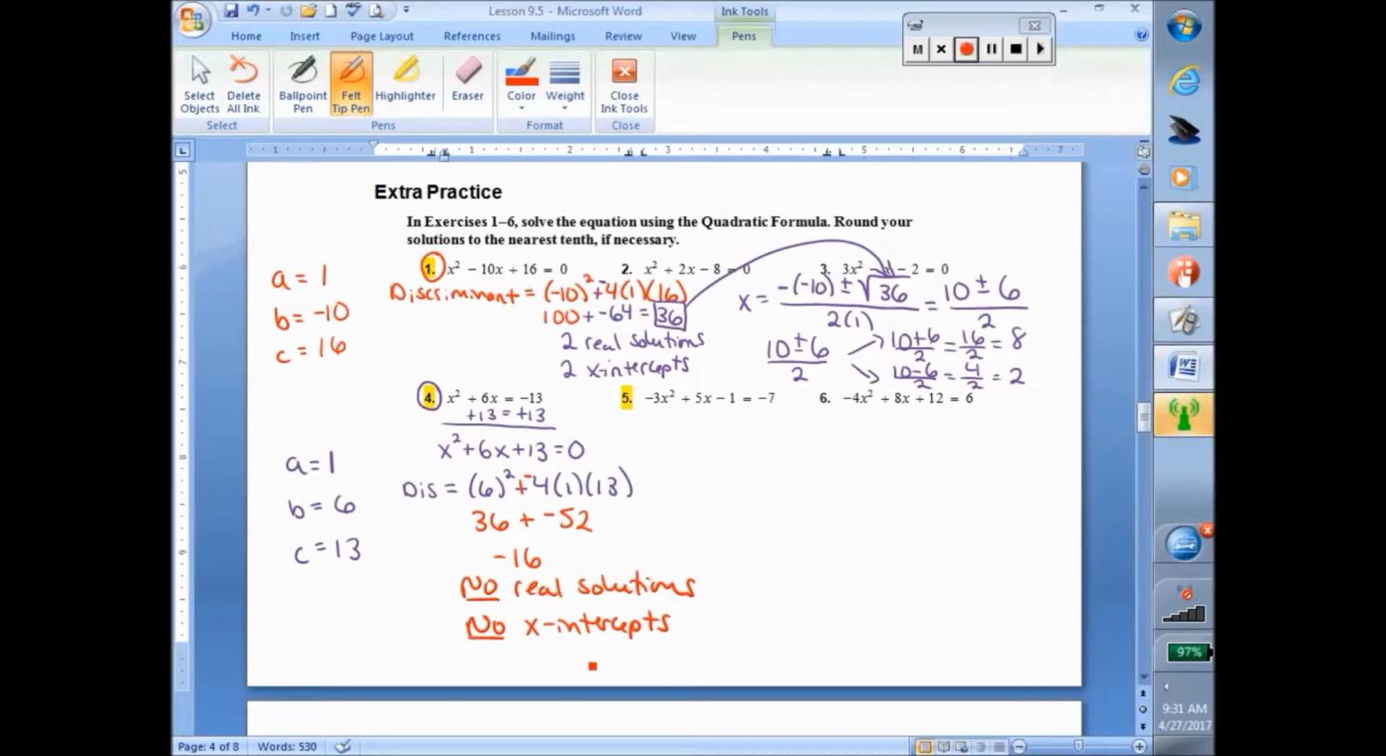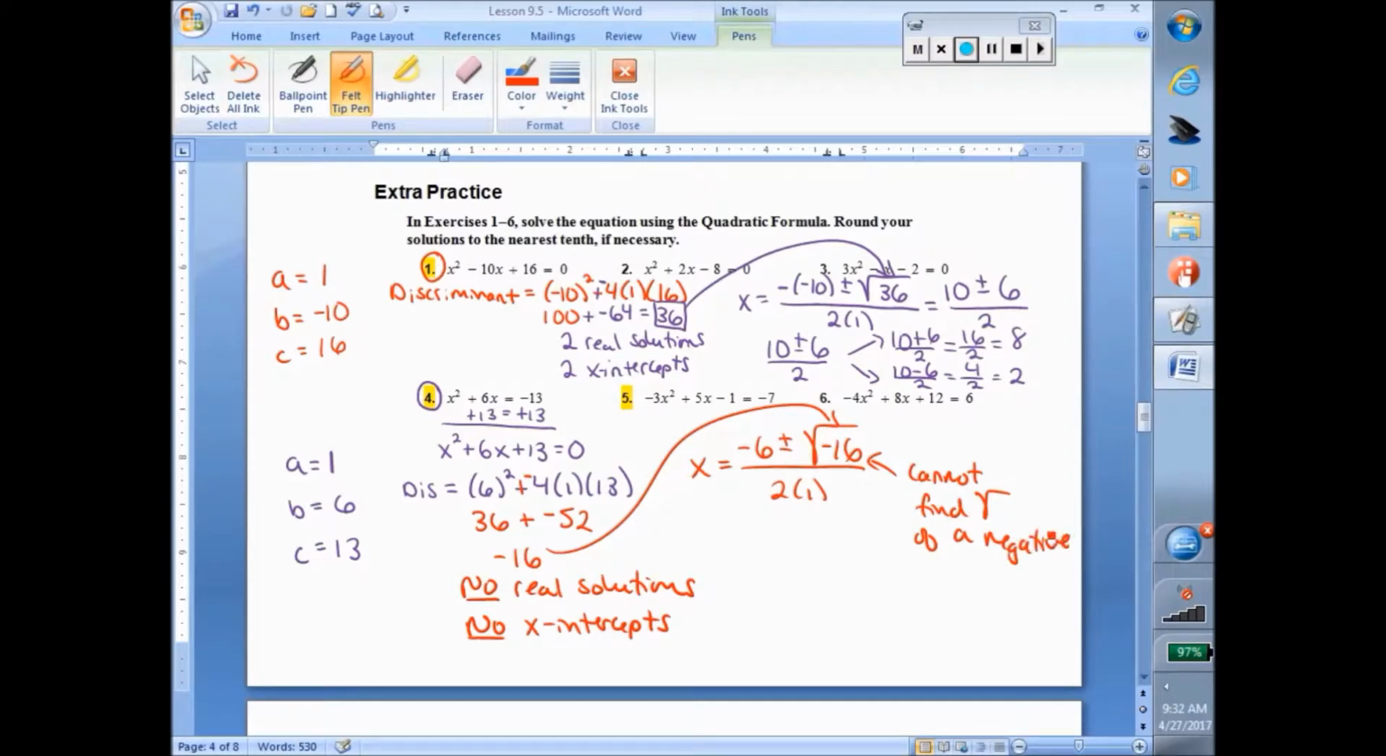Now, for those of you that aren't believing me that we're finished, I'm going to go ahead and substitute into the quadratic formula. So let's go negative b plus or minus the square root, and this is just my discriminant. So my negative 16 goes in there, divided by 2 times a. Now we can actually see we're trying to take the square root of a negative, and we can't. We couldn't do that when we were solving using square roots or when we were completing the square.